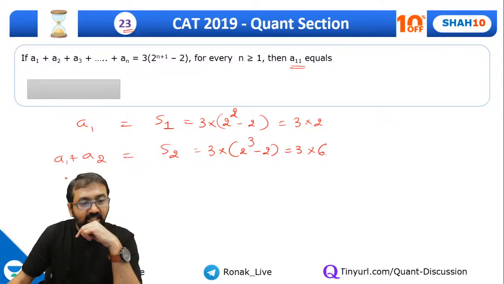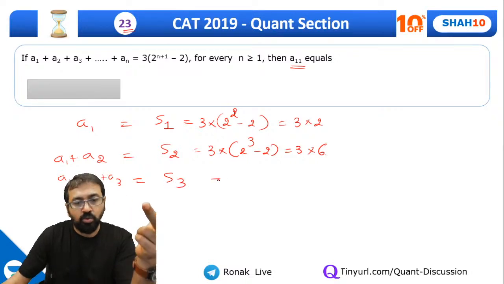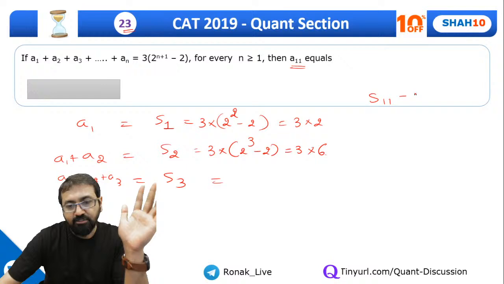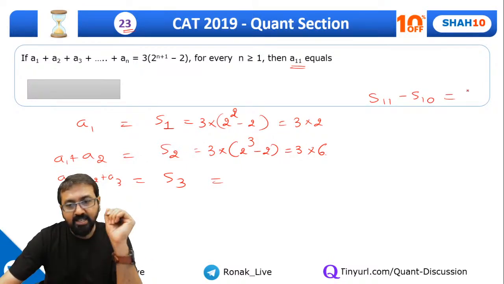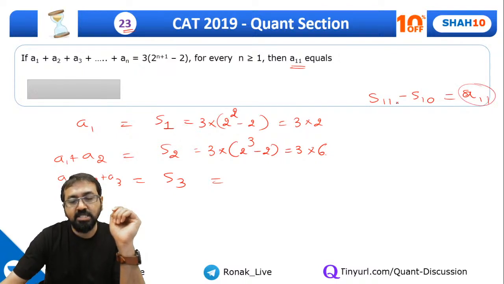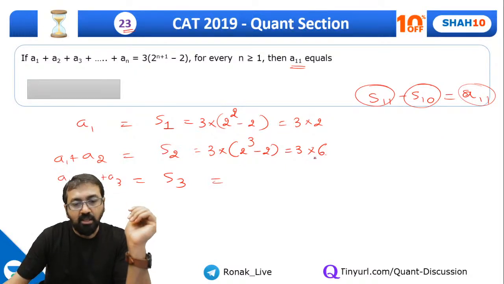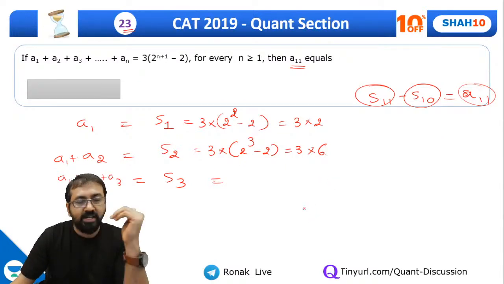Yes. Then if I take the sum of 3 terms, A1 plus A2 plus A3, it will be S3. This is how you will have to figure out. So what I'll do is I'll find out the sum of 11 terms, I'll find out the sum of 10 terms, and the difference of that is nothing but A11. The 11th term is nothing but the sum of 11 terms minus the sum of 10 terms, isn't that so? This is the concept that we are trying to apply. Of course, we'll not write till 11.